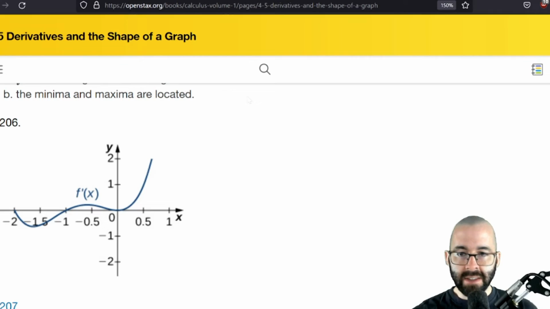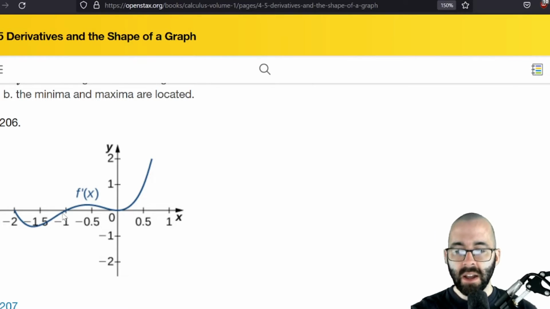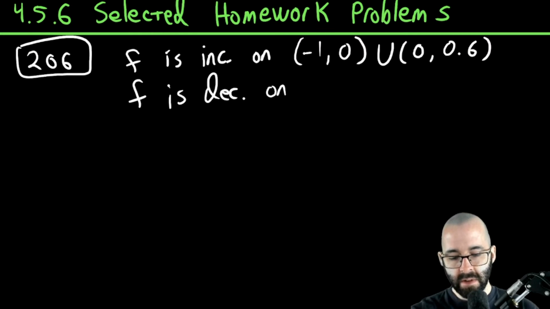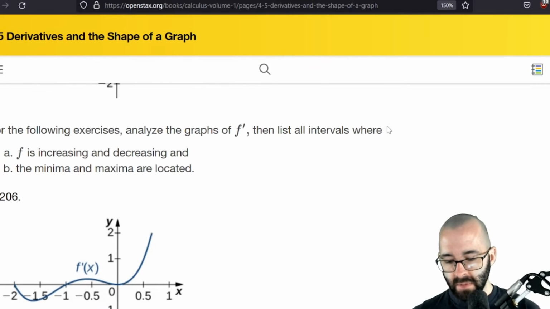F is decreasing when the first derivative is negative. Well, this is where this shows us our first derivative, and the first derivative is only negative in this portion of the graph between -2 and -1. Lots of open intervals here. It also wants us to tell where the local minima and local maxima are located.